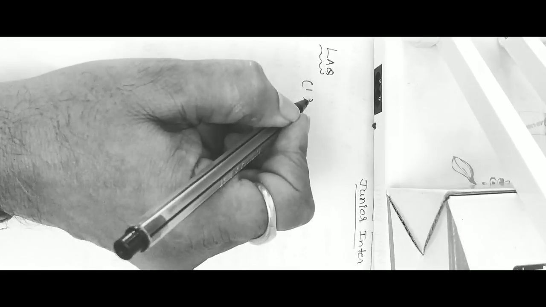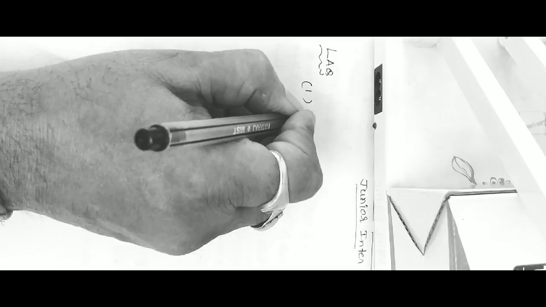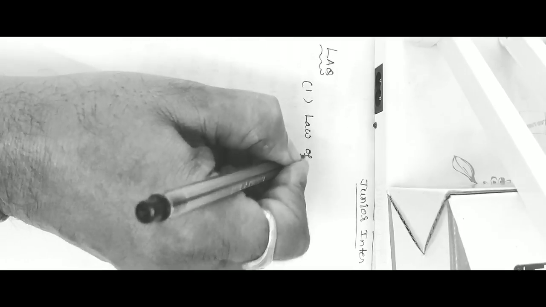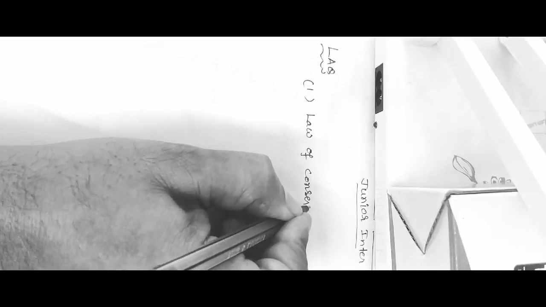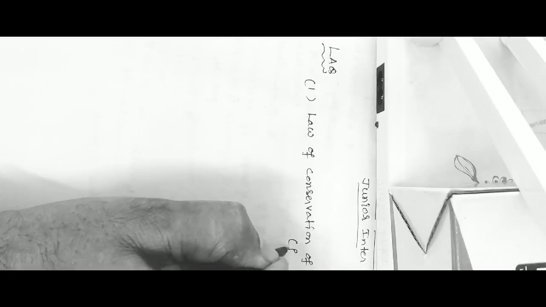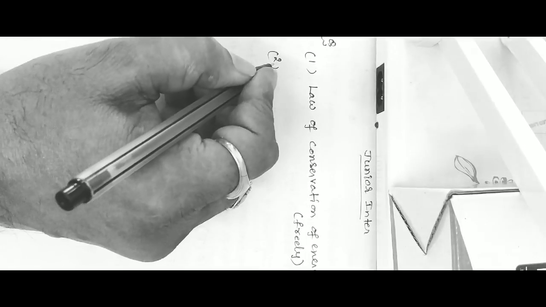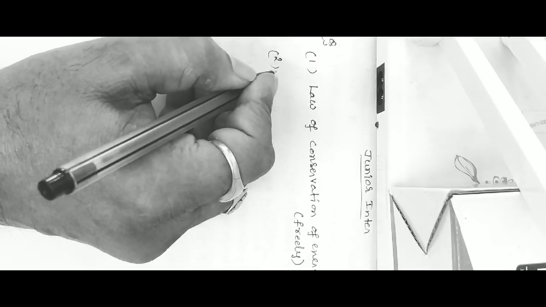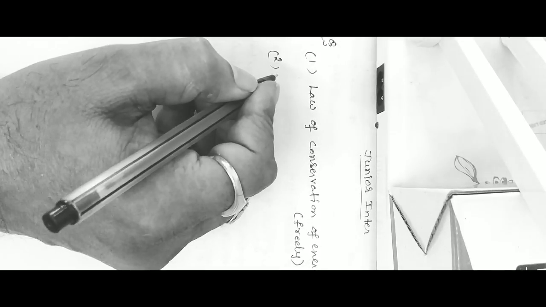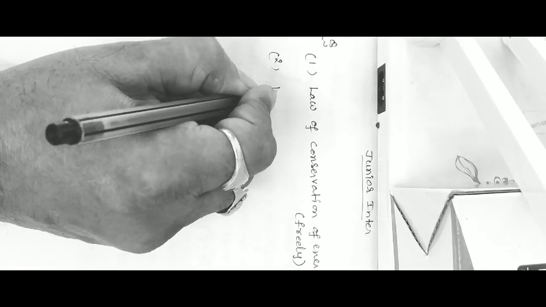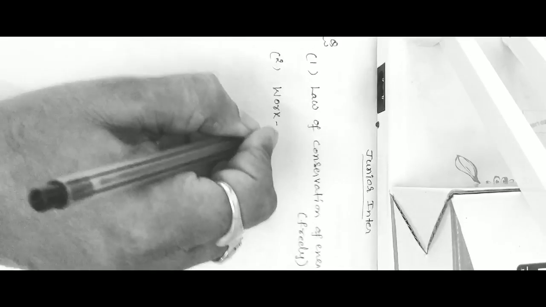First question. State and prove law of conservation of energy in case of freely falling body. Next, second question, develop the notions of work and kinetic energy. Show that it leads to work energy theorem.